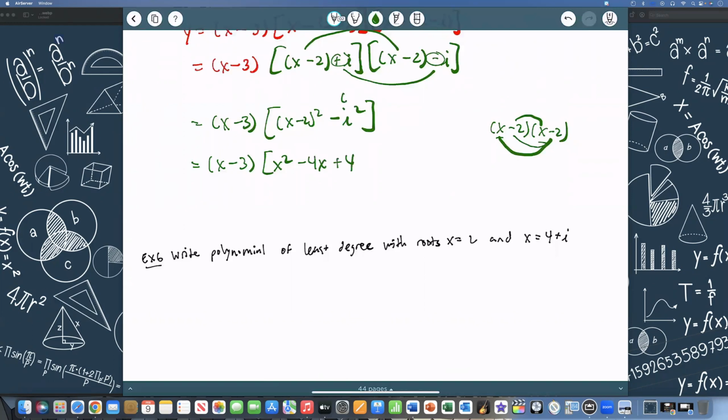Okay, remember i squared is negative 1. So you can have a minus negative 1. So minus negative becomes plus 1. So basically this is going to become x squared minus 4x, 4 plus 1 is 5. Okay, so once you multiply those conjugates out, now you can finish this off by doing this binomial times this trinomial.